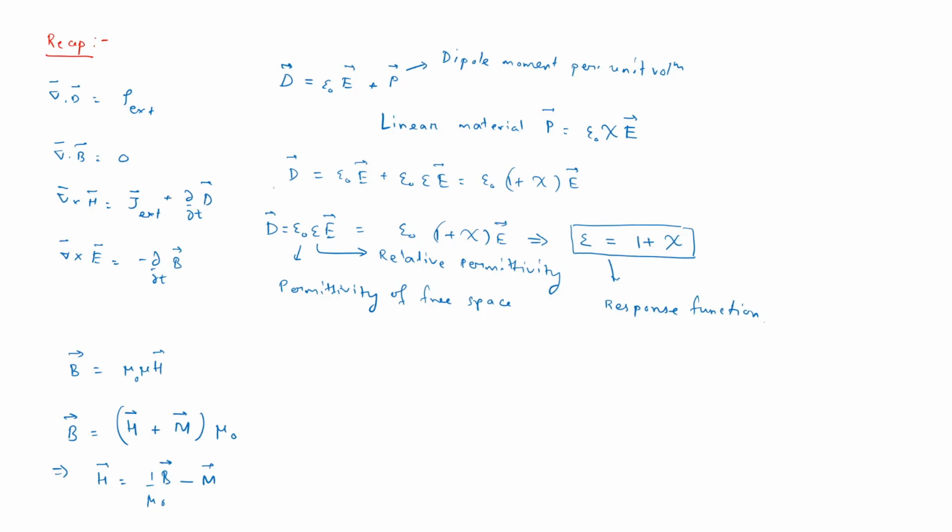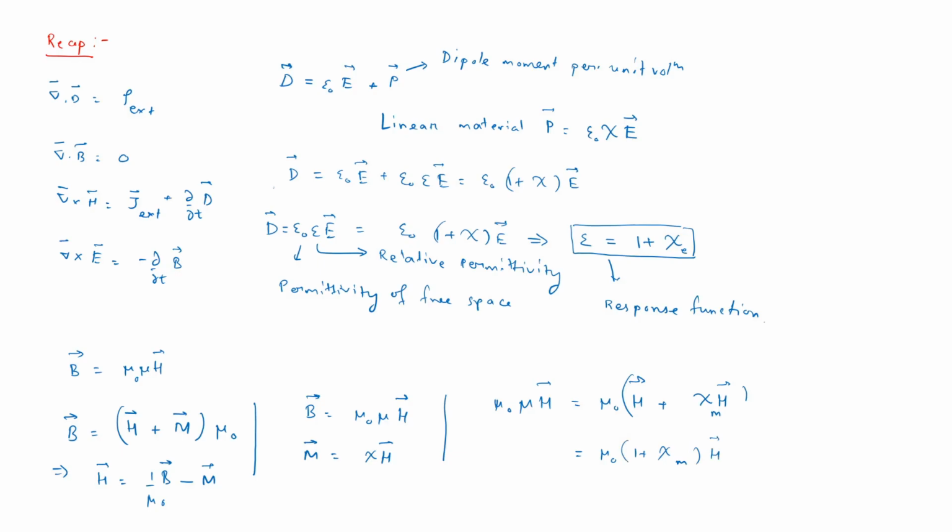For a linear material, B is equal to mu naught mu H, and M is chi H. So if you put these two together, B, which is mu naught mu H, is equal to mu naught H plus, instead of M, we write chi H. Here this chi is different, so we just write a subscript M to show that it is a magnetic susceptibility, and for the electric one in general we write E. So what we have is mu naught 1 plus chi M H.